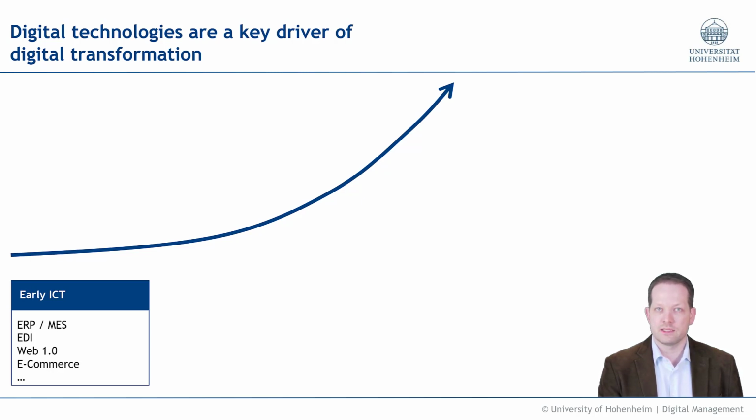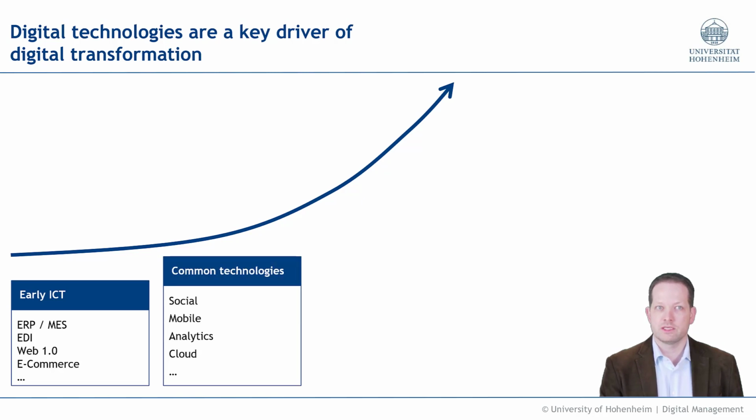We call this early ICTs because from today's standpoint, it's a distant past when these ICT, these information and communication technologies, shaped our economy and our society. Next, we have what we call here common technologies: social, mobile, analytics, cloud, oftentimes abbreviated with the acronym SMAC, S-M-A-C, for the first letters of these different technologies.